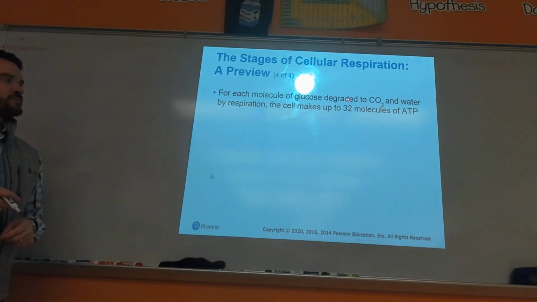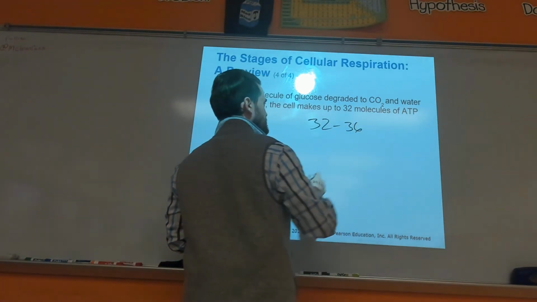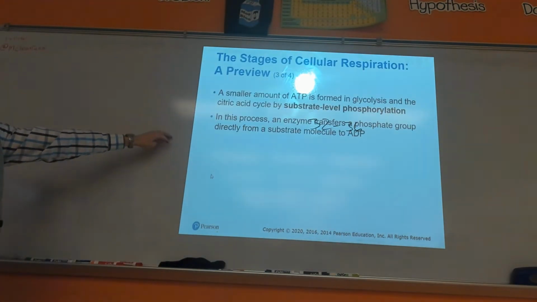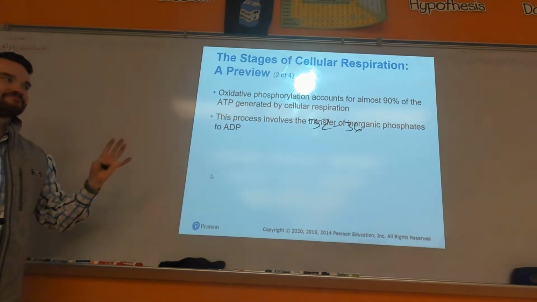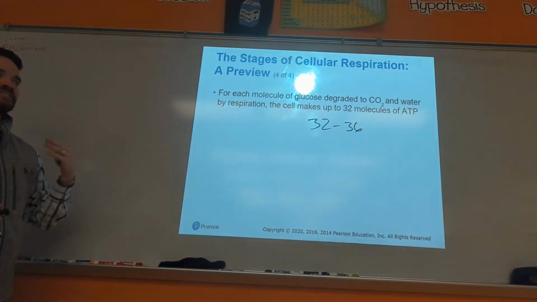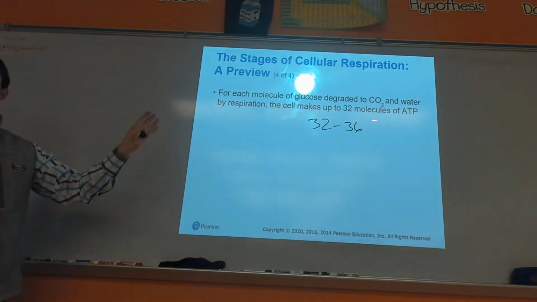Yeah, for each molecule, we make up to 32 molecules of ATP. You'll see that number change. Sometimes I've seen the range like 32 to 36. The 36 is what I was assuming when I showed you 32. I can't imagine the AP exam really hammering you on that number either way.